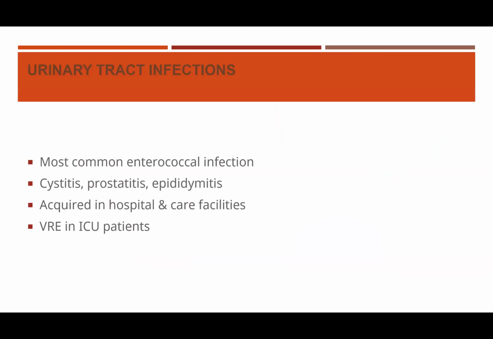In terms of urinary tract infections, the most common type of enterococcal infection occurs in the urinary tract, and lower urinary tract infections like prostatitis, cystitis, and epididymitis are frequently seen in older men. Enterococci are not a very common cause of uncomplicated cystitis in young women, but upper urinary tract infections do occur, most commonly in older men, and they can lead to bacteremias.